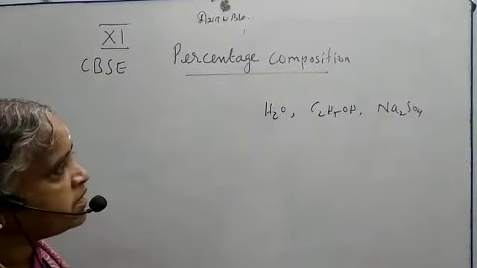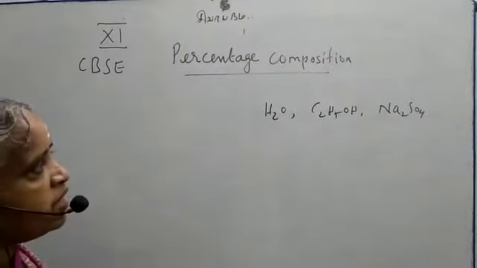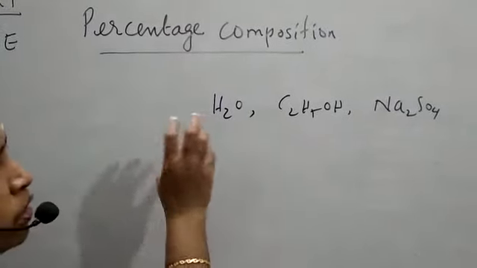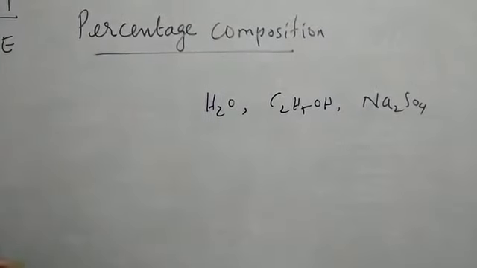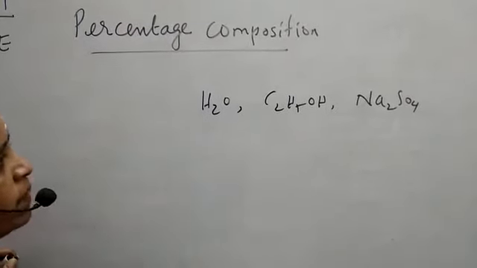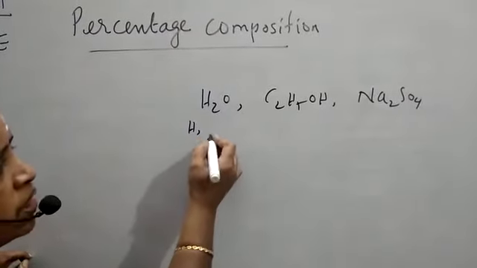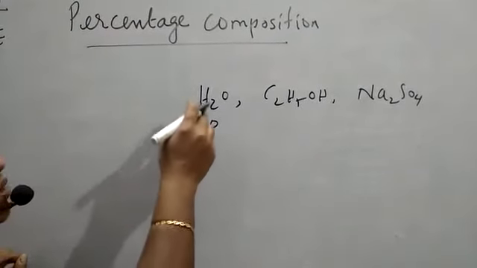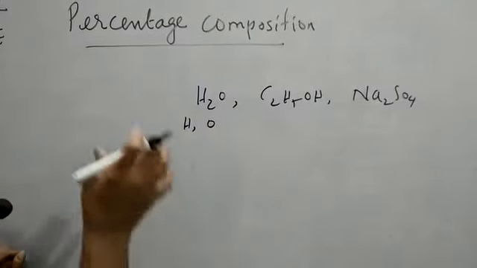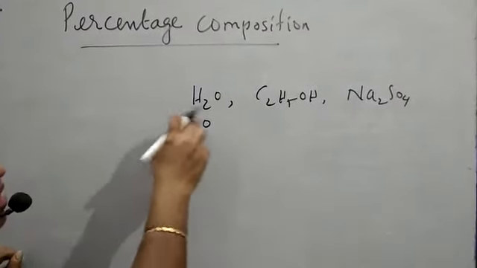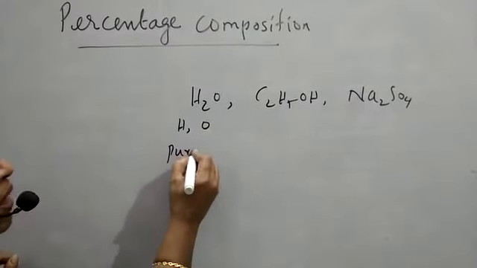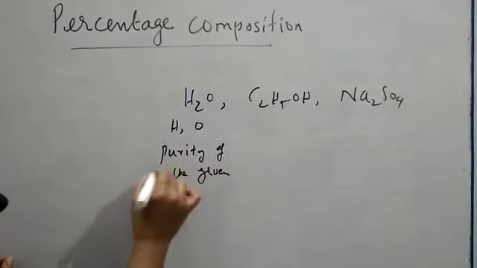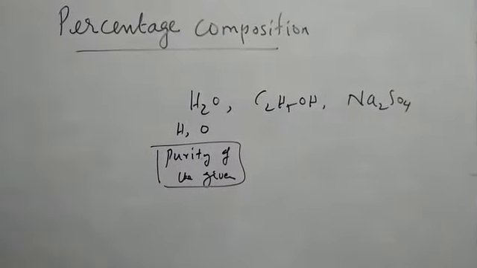First, what is the meaning of percentage composition? Let us take an example of water. Whenever you are given some sample of water, you will ask the first question: what are the elements there? Hydrogen and oxygen. Then you have to find out the percentage of hydrogen and the percentage of oxygen in the given compound. This is the knowledge to find out the purity of the given substance. Based on that only you have to calculate the percentage composition.